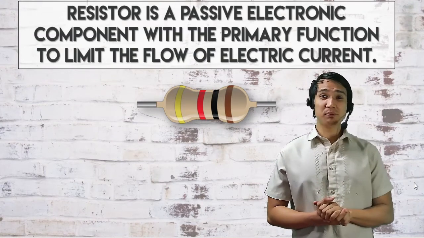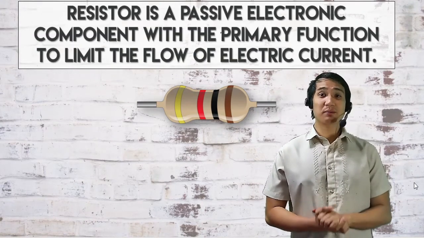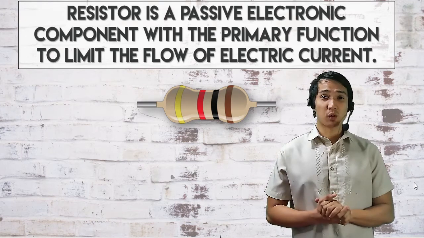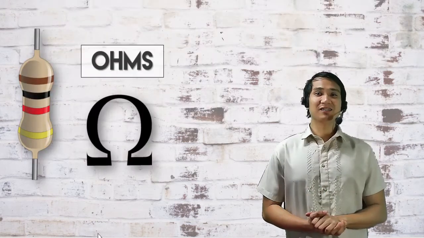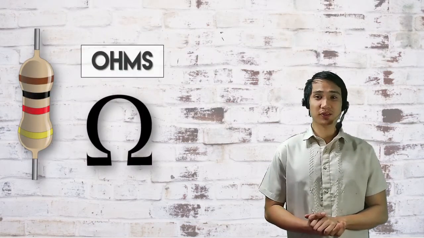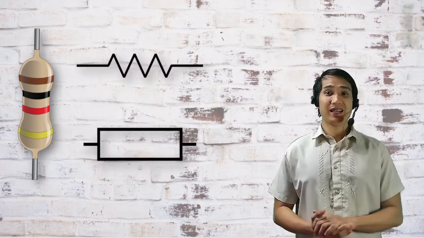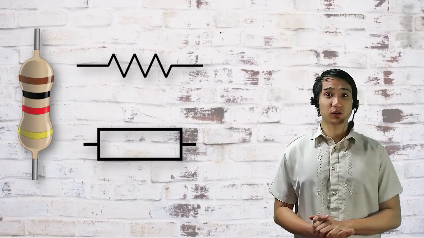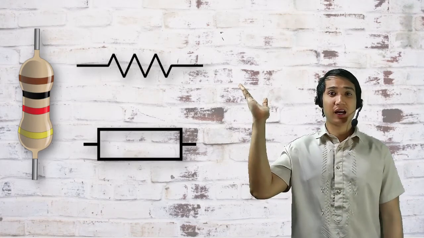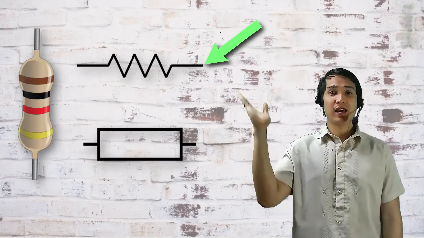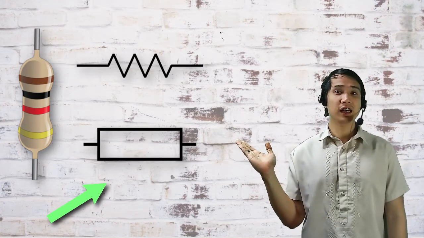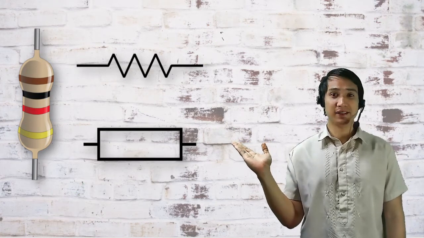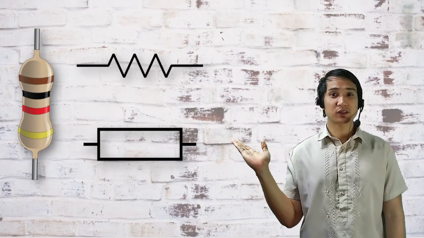A resistor is a passive electronic component with the primary function to limit the flow of electric current. The electrical resistance is measured in ohms, and the symbol is the capital Greek letter omega. The standard symbol for the resistor is this one, which is the American standard. And the other one is the international standard given by the IEC, or the International Electrotechnical Commission.